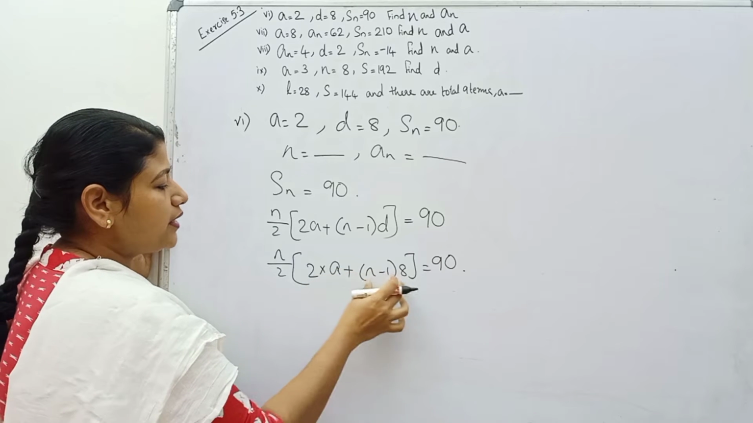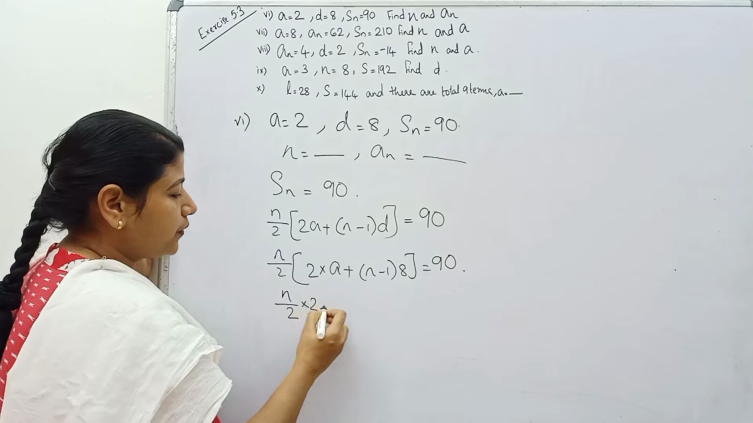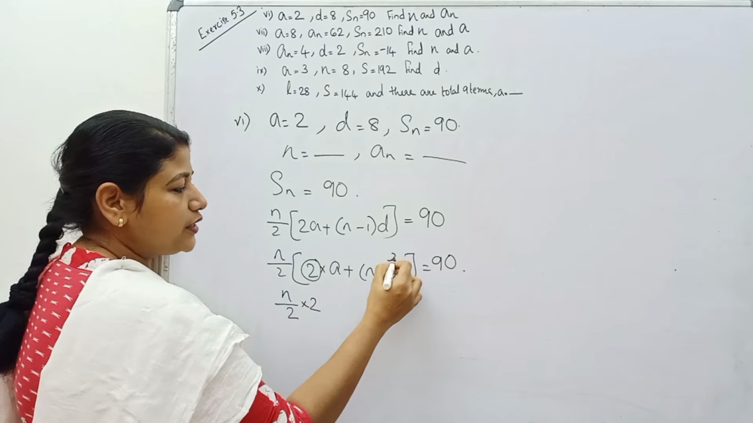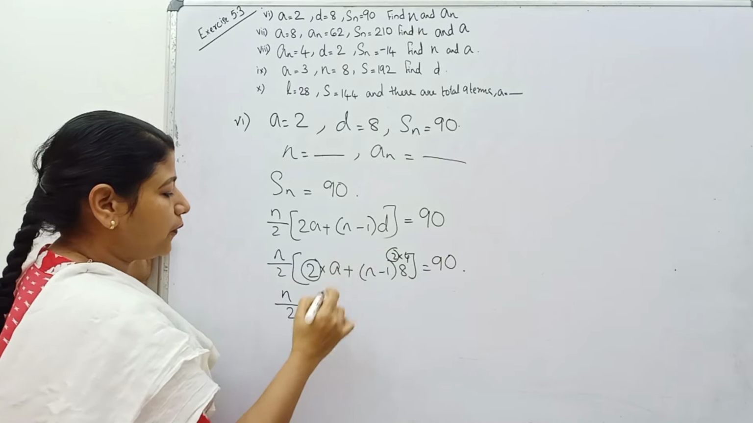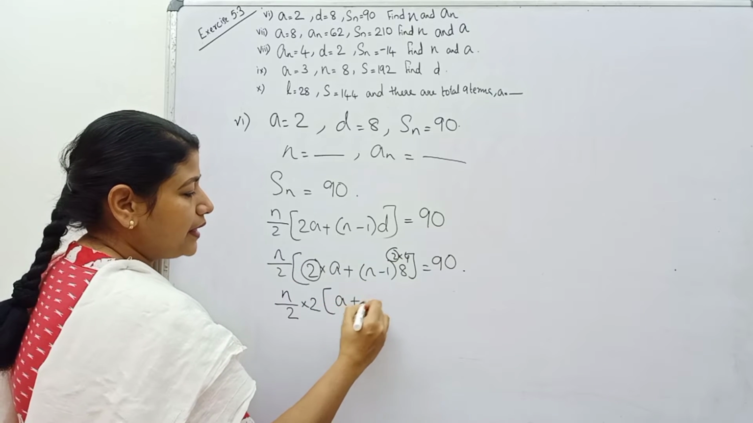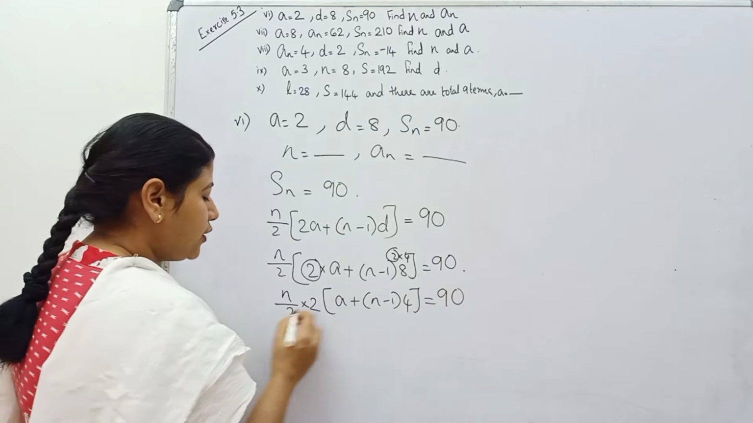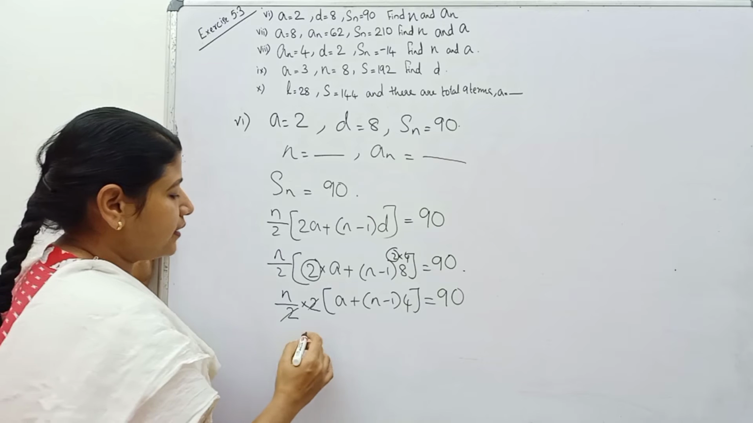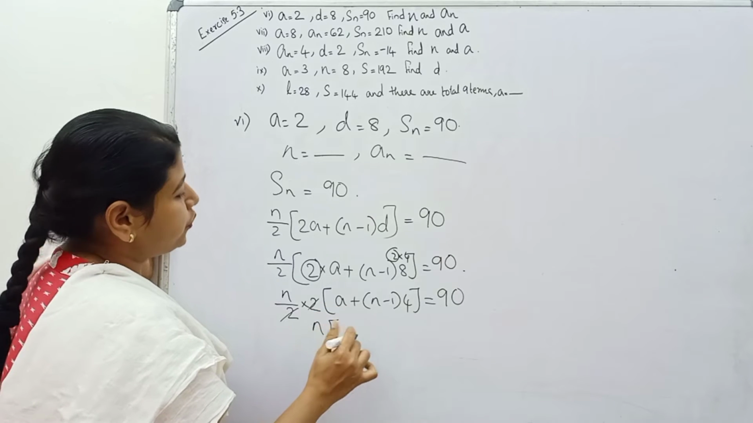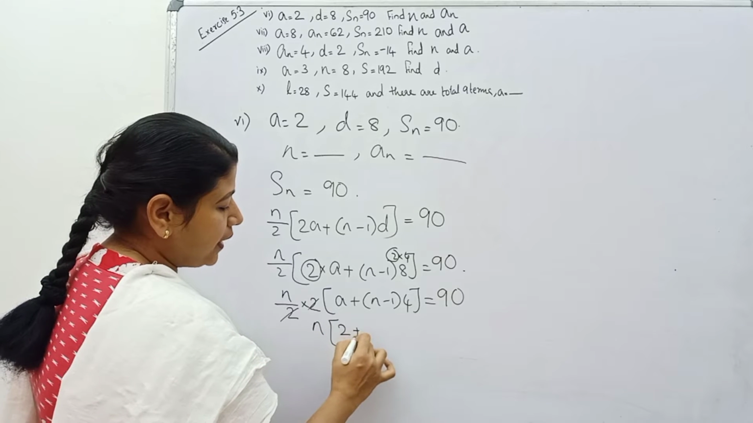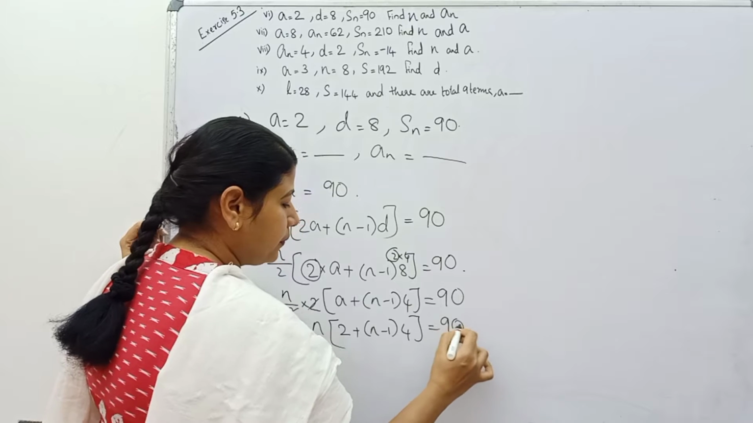From both these two terms we can take 2 outside. That will be n by 2 into 2, and in this case we have 2. 8 is 2 into 4, so if you take this 2 outside you will get 4. So here a plus n minus 1 into 4 equal to 90. Both these 2 get cancelled and n into, here a is 2. Okay, so 2 plus n minus 1 into 4 equal to 90.